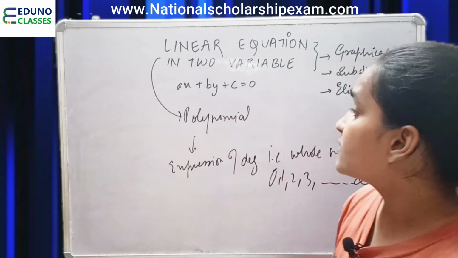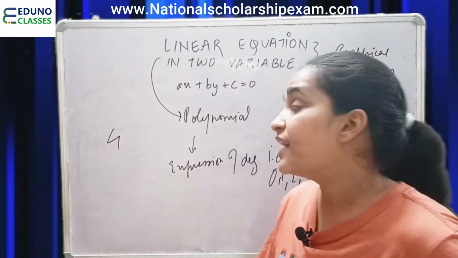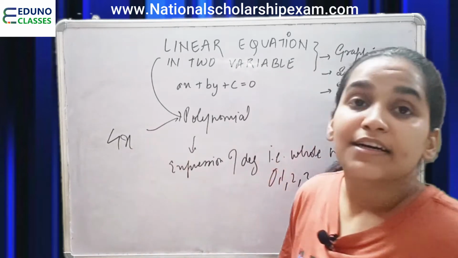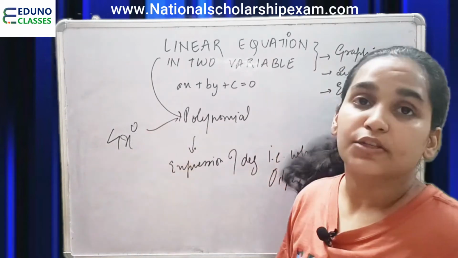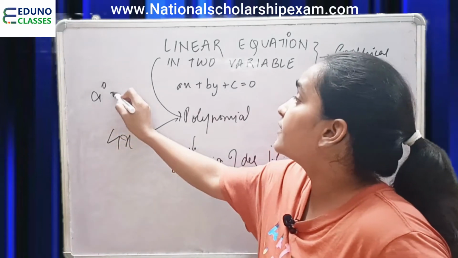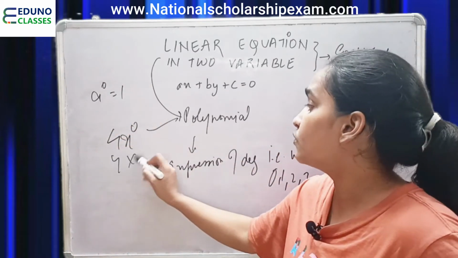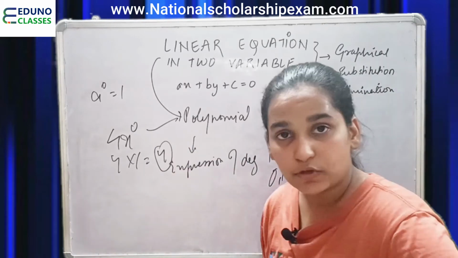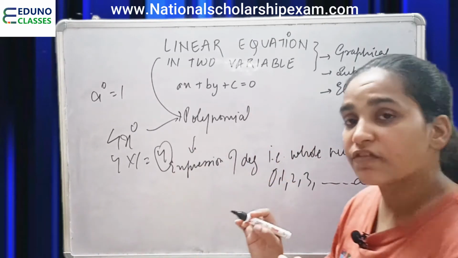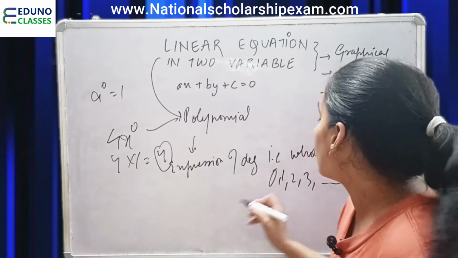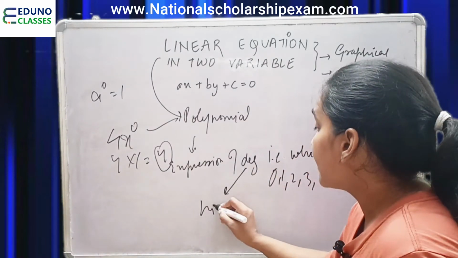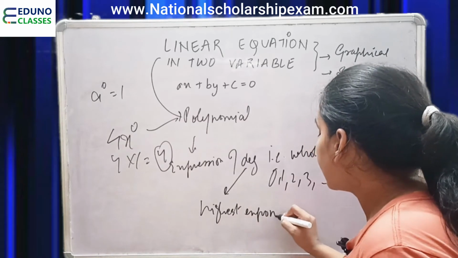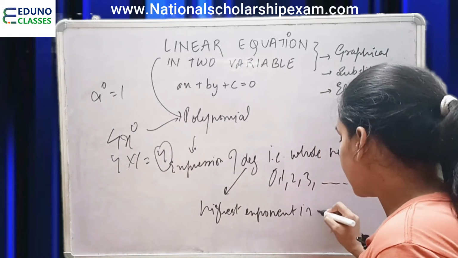So if someone asks, is 4 a polynomial? Say yes, because 4 has x with degree 0, because any number with degree 0 is 1, so 4 into 1 gives 4. So 4 is a polynomial of degree 0. Now what is the degree of a polynomial? The degree of a polynomial is the highest exponent in the expression.